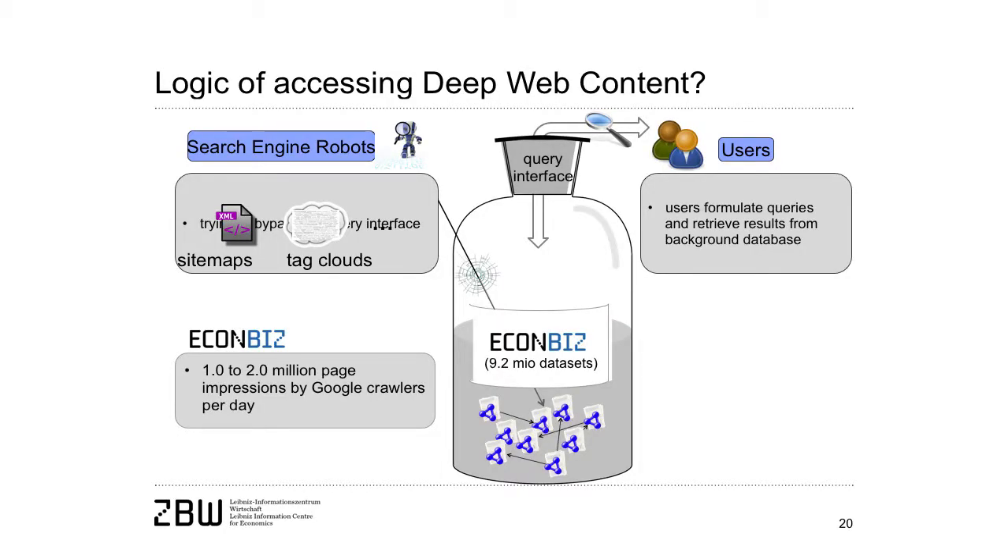And what we also identified, we have per day 1 to 2 million page impressions by Google crawlers for that system. So that is really a lot, 1 to 2 million page impressions by Google crawlers who try to access the deep content. Just for your information, on the user side, we have per month roughly 250,000 unique visitors in EconBiz. And many of them come through Google. But of course, it could even be more if Google could crawl the content.